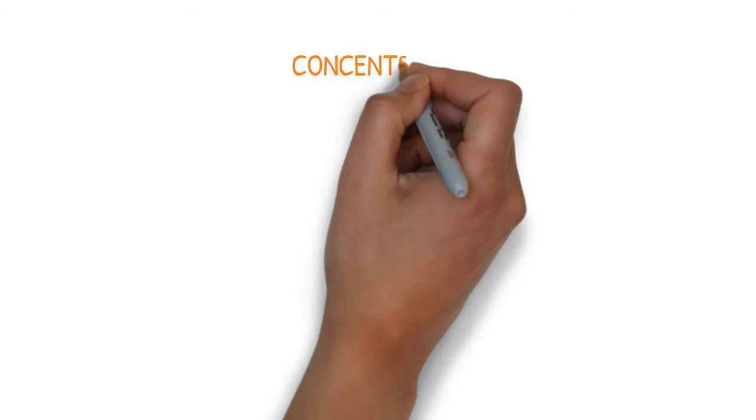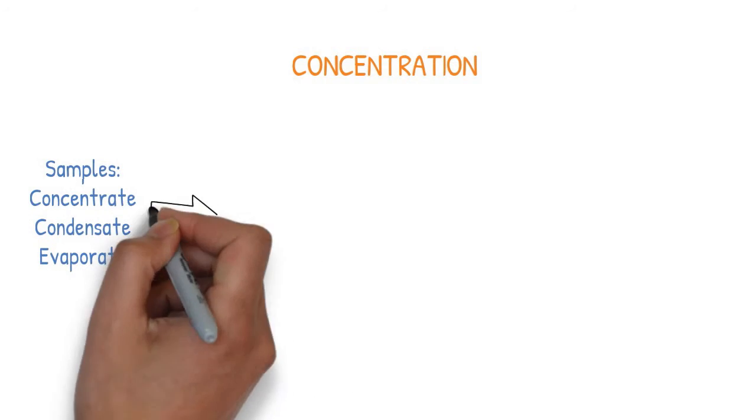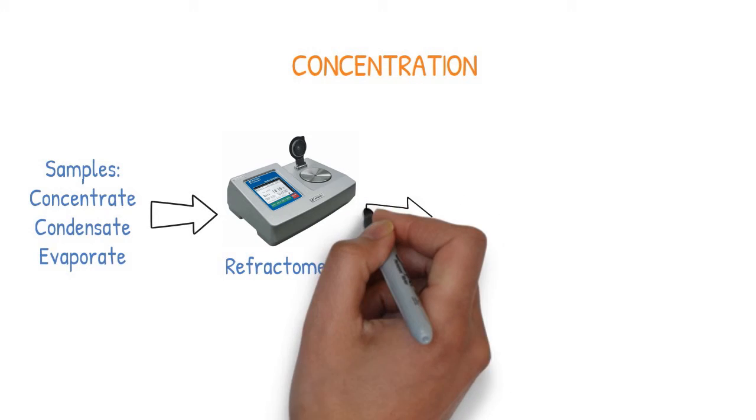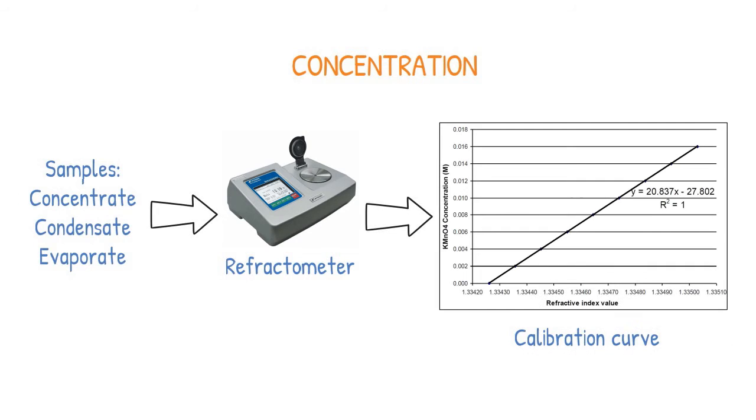The second graph is concentration versus pressure. There are 3 steps to obtain this graph. First, we collect samples of concentrate, condensate, and evaporate. Then, by using a refractometer, which is a device to measure the refractive index, we can get the refractive index value for each sample. We can convert the refractive index value to concentration value by using this calibration curve. It is a linear graph with the formula y = 20.837x - 27.802.